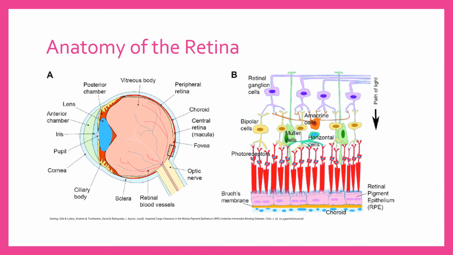And this is a more visual illustration of the layers that were stated in the last slide. And so you see the bipolar layer, the horizontal cells, photoreceptors, the retinal pigment epithelium, as well as the Bruch's membrane that acts as a border between the choroid and the retina.